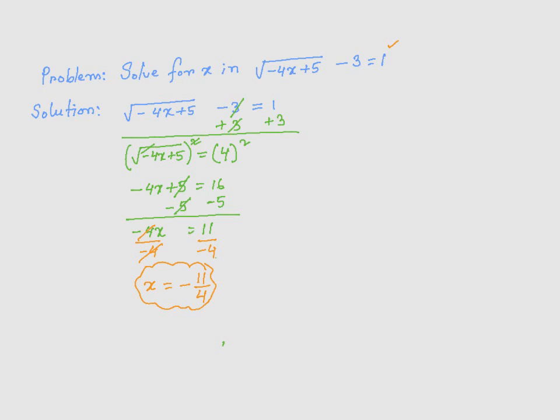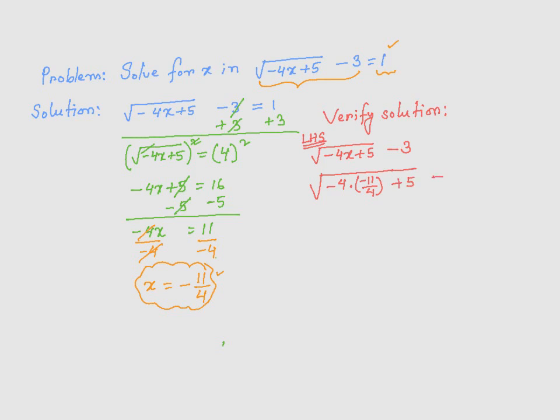The way we do so is by taking this value and plugging it into the left hand side of the equation and seeing if it evaluates to whatever is on the right hand side, which is 1. So let me just go ahead and do that. My left hand side, so let me use LHS, left hand side, is this. I'm just going to plug in the values. So negative 4 times x, which is negative 11 over 4, plus 5, then minus 3. This 3 is outside the square root.